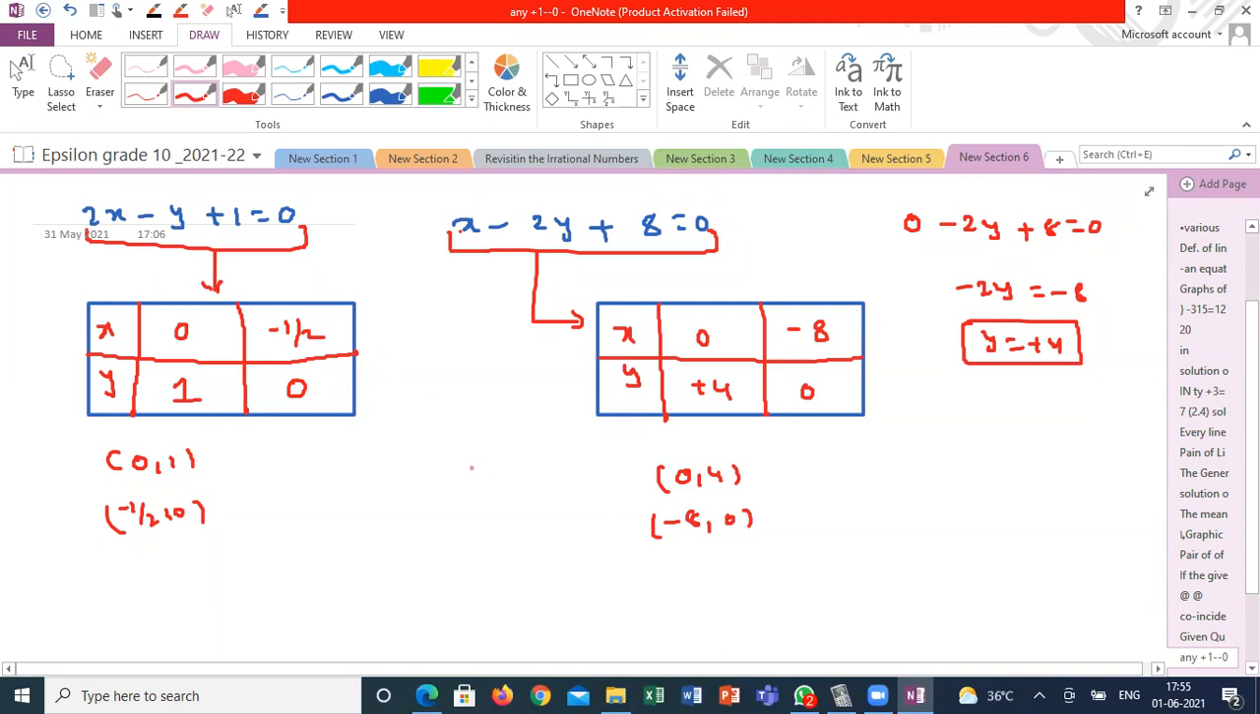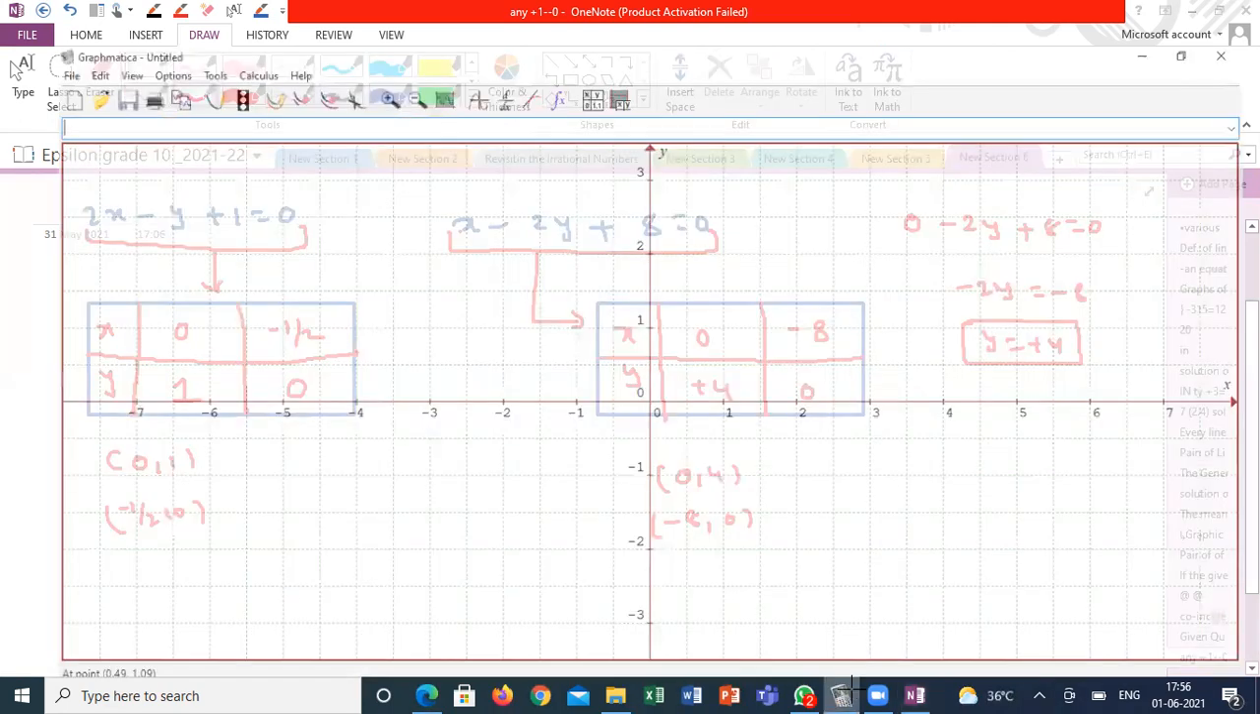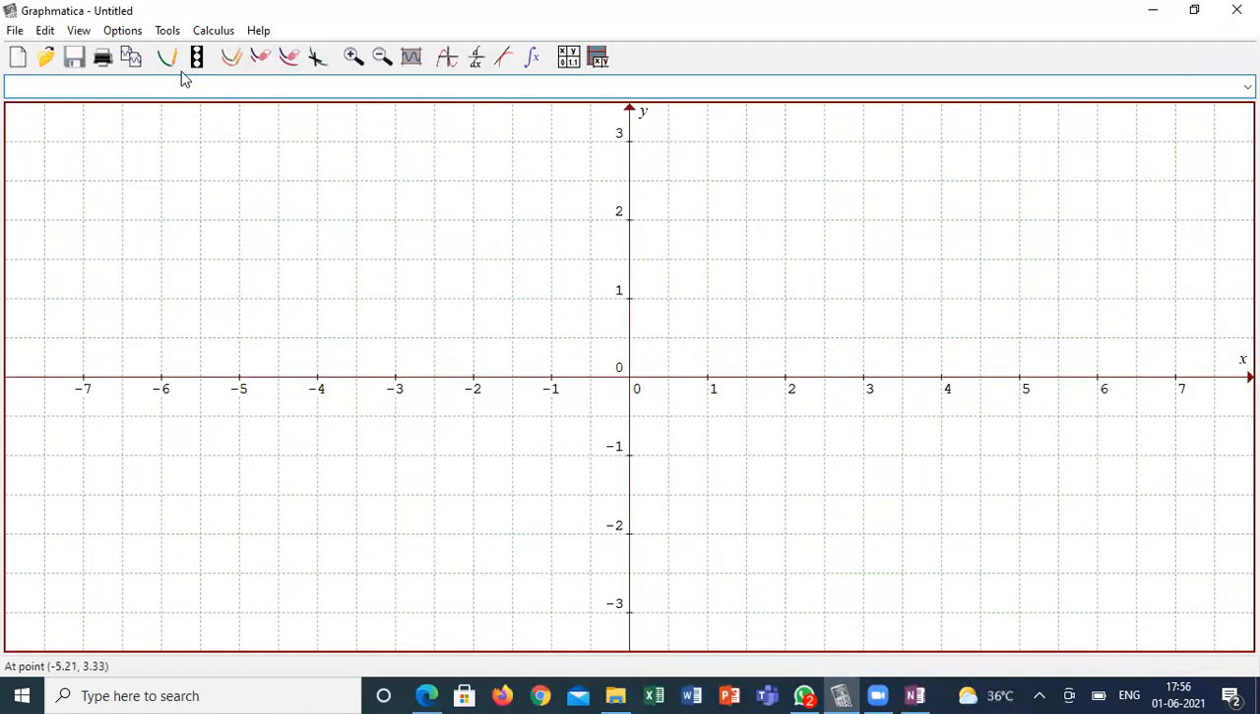Now, what is the next step? You have to plot the graph, correct? Yes, sir. Here I'm having a small software. If I enter the equation straight away, I will get the graph, but here you have to trace the graph on your own. So, my first equation is 2x minus y plus 1 is equal to 0. This is my equation. See here.